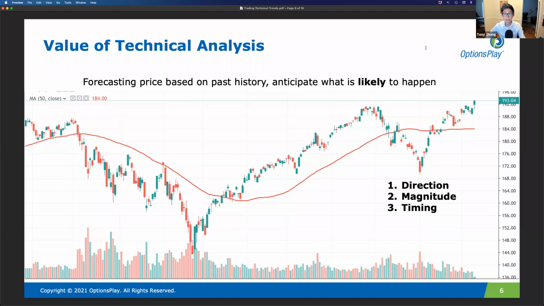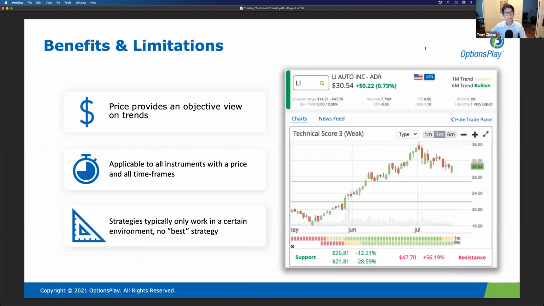So for those of you that answered no, hopefully this session gives you some idea as to why you might want to take a look at technical analysis, especially if you're trading options. And if you're not using technical analysis, you might be missing out on some information that's extremely valuable as an options trader. So let's first understand a little bit about technical analysis and what it provides and what limitations there are.